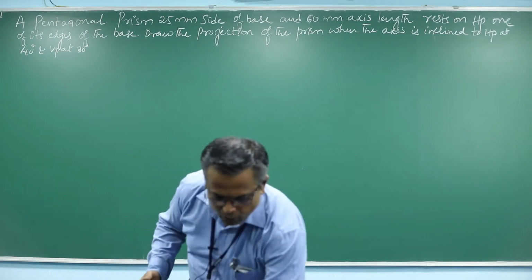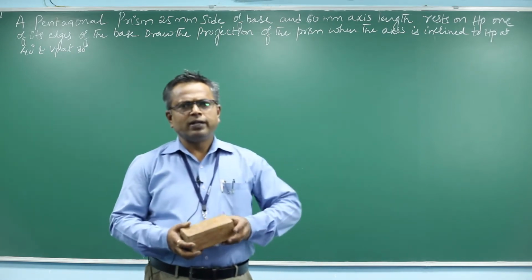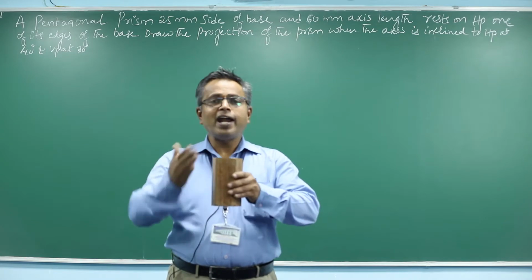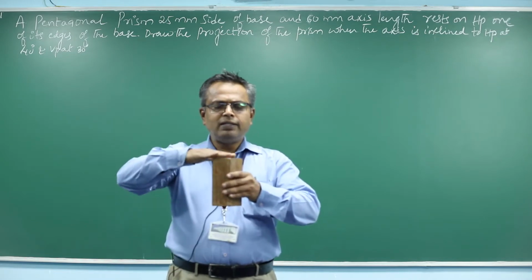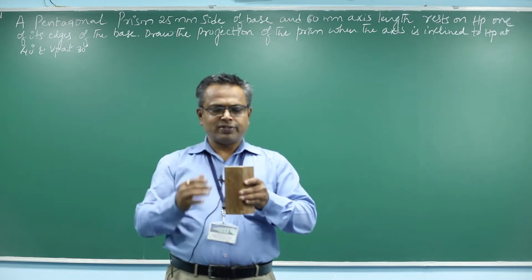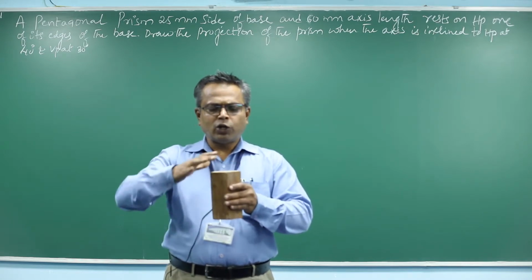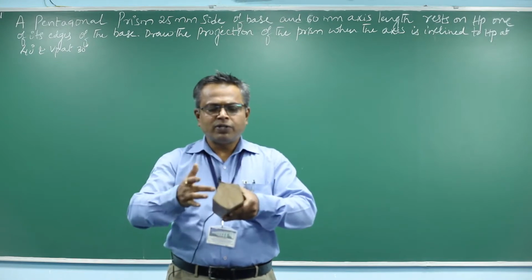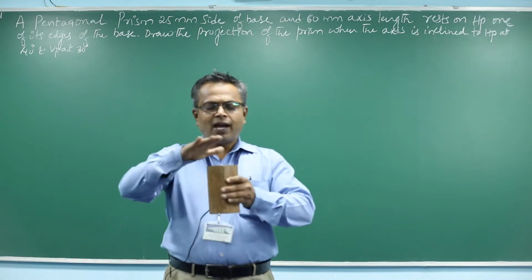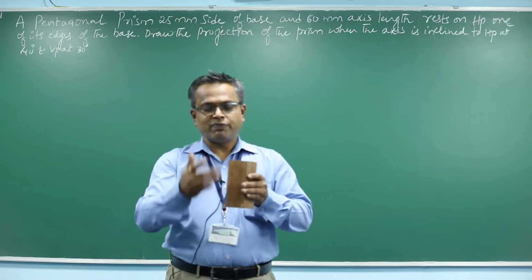Let me understand what is meant by a prism. A prism is a solid consisting of two similar end faces, and these end faces are connected by rectangular faces. Let us say it is a pentagonal prism where the top face and bottom face are pentagonal in shape, and these end faces are connected by rectangular faces.